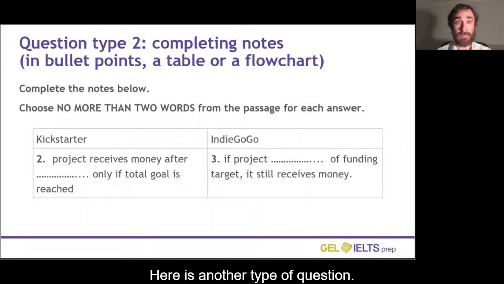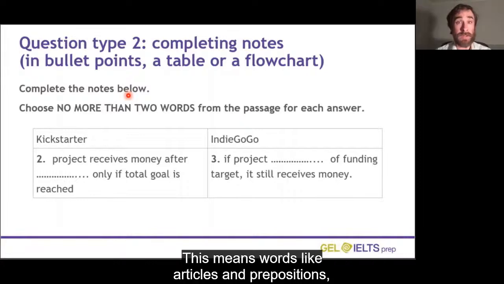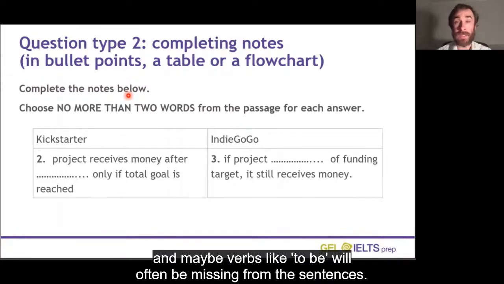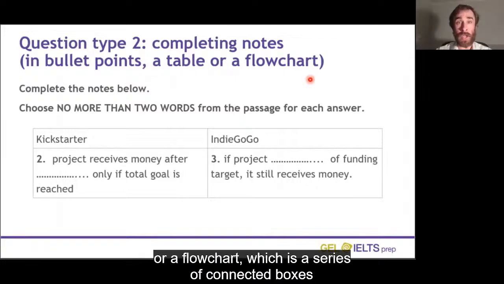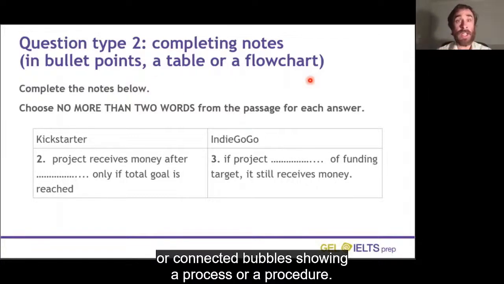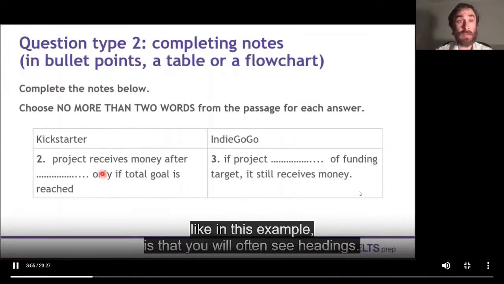Here is another type of question. In this case, we need to complete notes. Notes will not be in complete sentences, and they will not use full grammar. This means words like articles and prepositions, and maybe verbs like to be, will often be missing from the sentences. This type includes bullet points, so when you have a list of items, a table, just like in this case, or a flowchart, which is a series of connected boxes or connected bubbles showing a process or a procedure. One useful thing to notice with bullet points and tables, like in this example, is that you will often see headings.